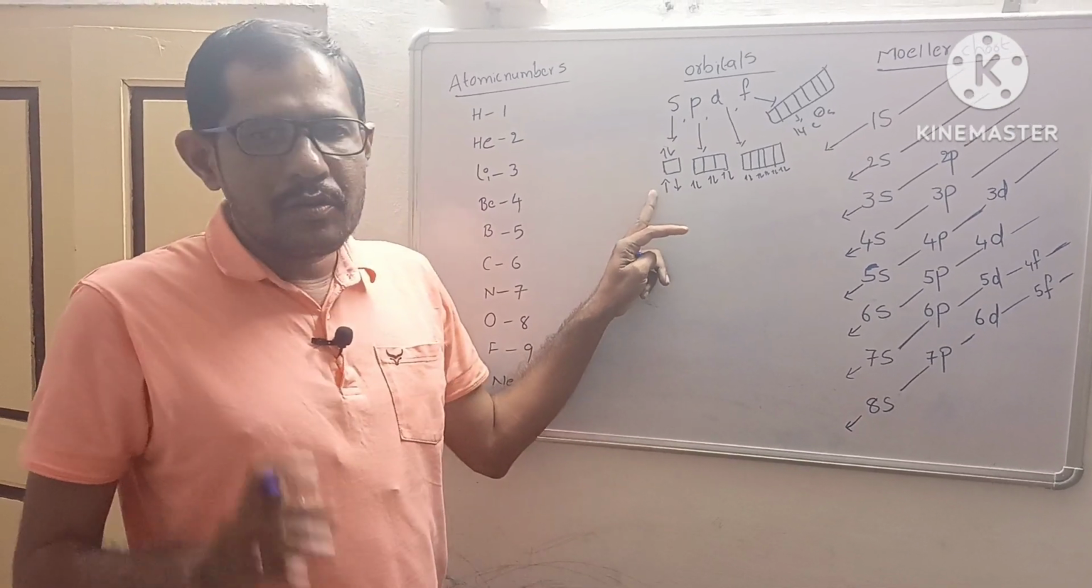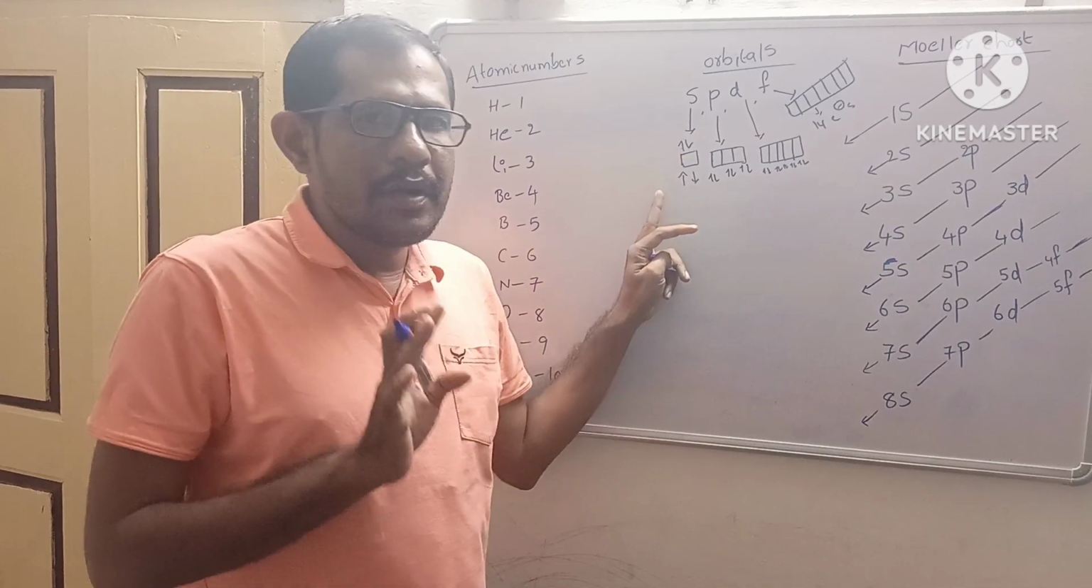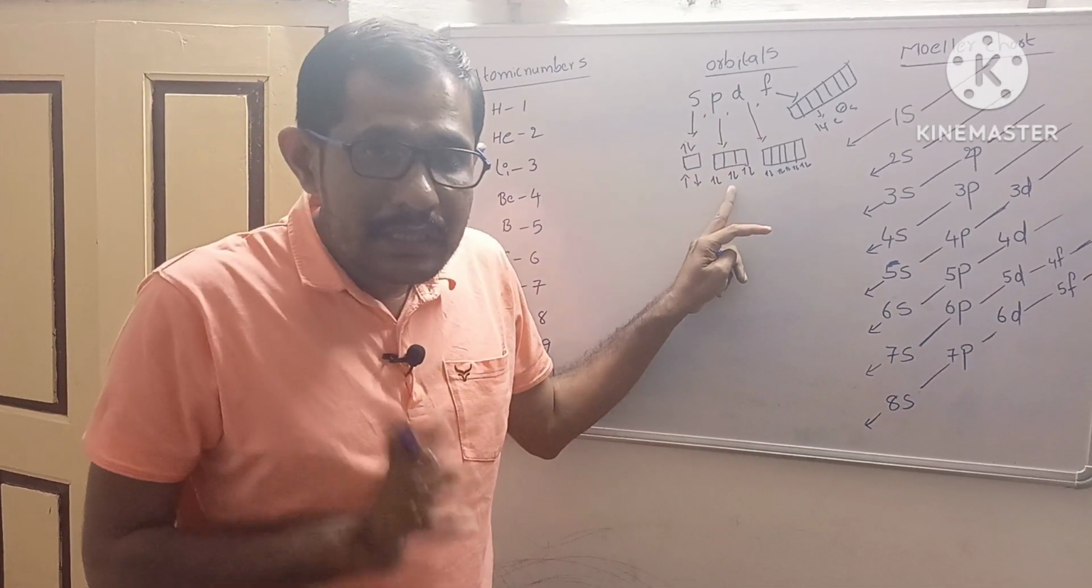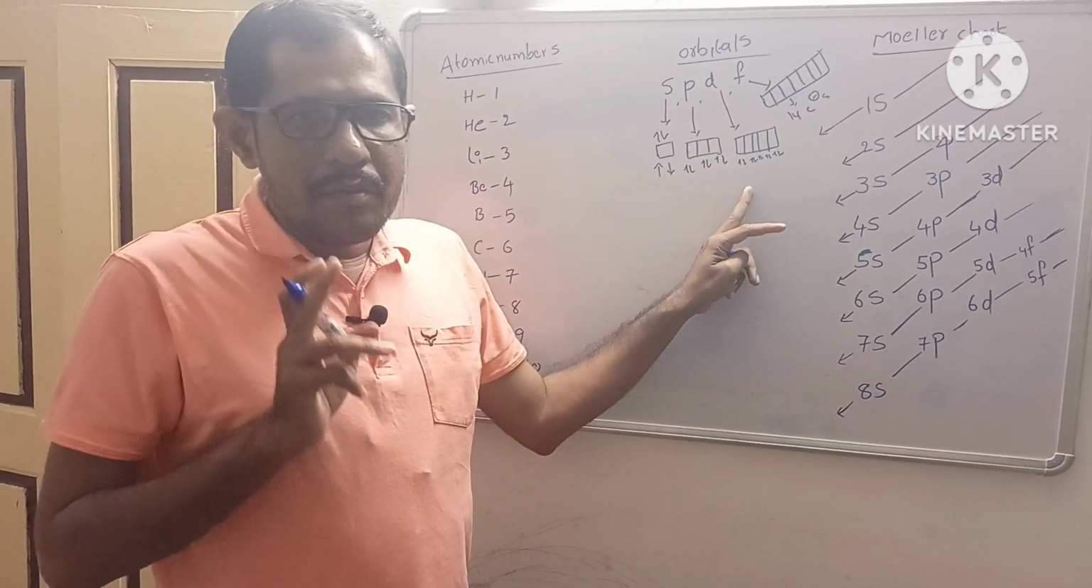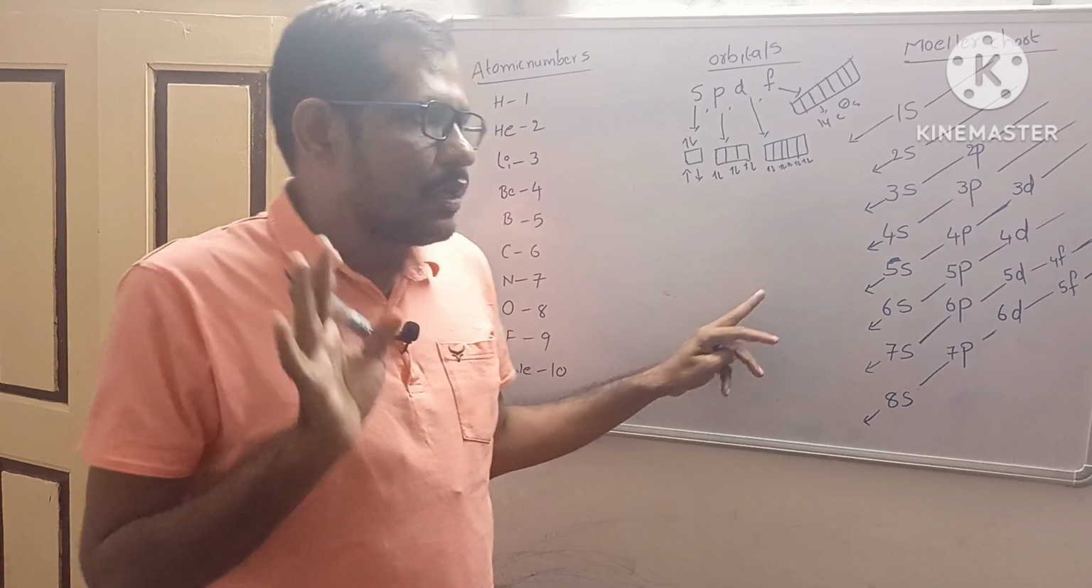That's why it can accommodate only a maximum of 2 electrons. I repeat, the s orbital can accommodate a maximum of 2 electrons. The p orbital can accommodate a maximum of 6 electrons. The d orbital can accommodate a maximum of 10 electrons. The f orbital can accommodate a maximum of 14 electrons.